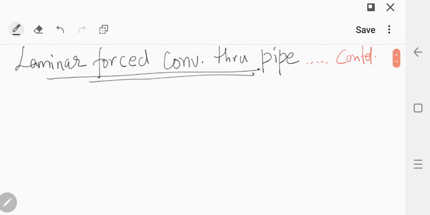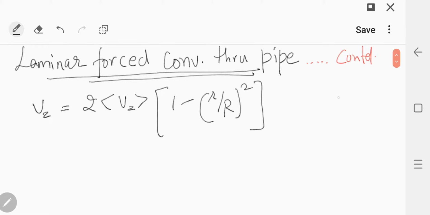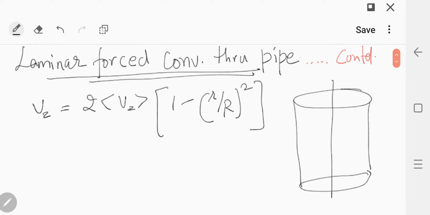the action of pressure gradient, and the velocity distribution was Vz, which was twice the average velocity into 1 minus r by capital R whole square, and this was the pipe system through which the fluid moves from up to down. Now as the fluid moves in the downward direction, there is a change in the temperature profile because of the heating of the fluid which is done in this pipe.